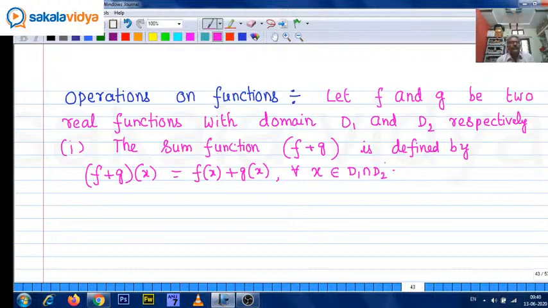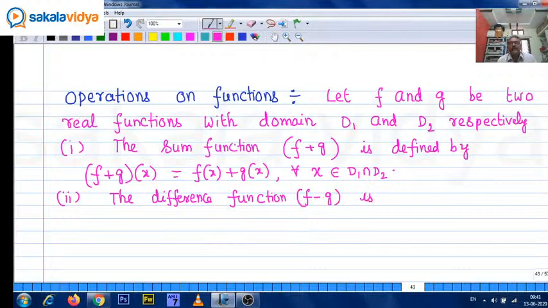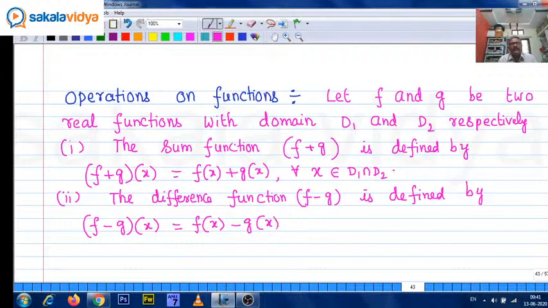Next, second one, the difference function we can also define. The difference function of f and g, that is f minus g, or even g minus f, no problem, is defined by f minus g of x equals f of x minus g of x. Here, for every x belongs to d1 intersection d2. This is a very important factor.